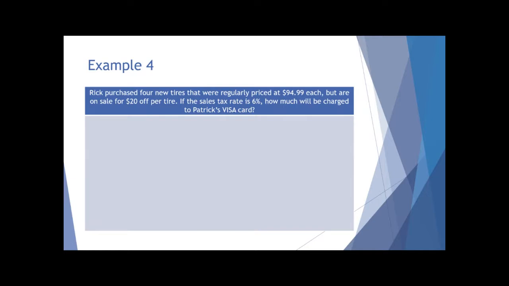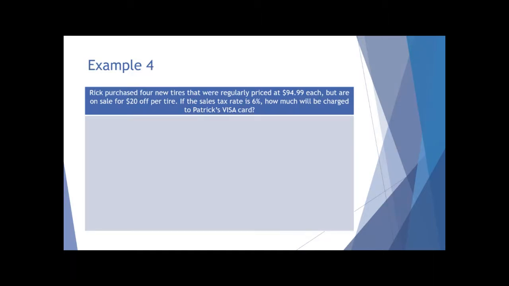Okay. Here's a little more complicated example. Rick purchased 4 new tires that were regularly priced at $94.99 each, but are on sale for $20 off per tire. If the sales tax rate is 6%, how much will be charged to Patrick's Visa card?